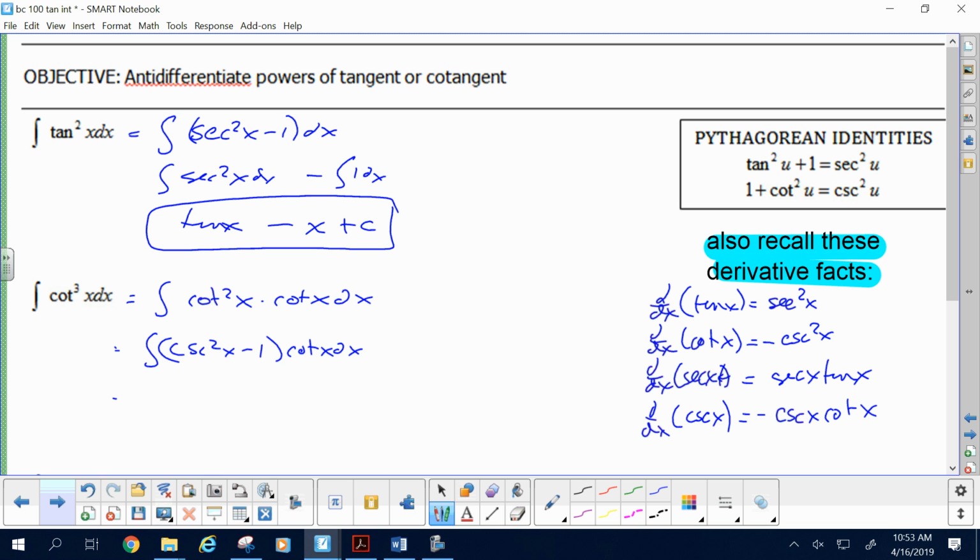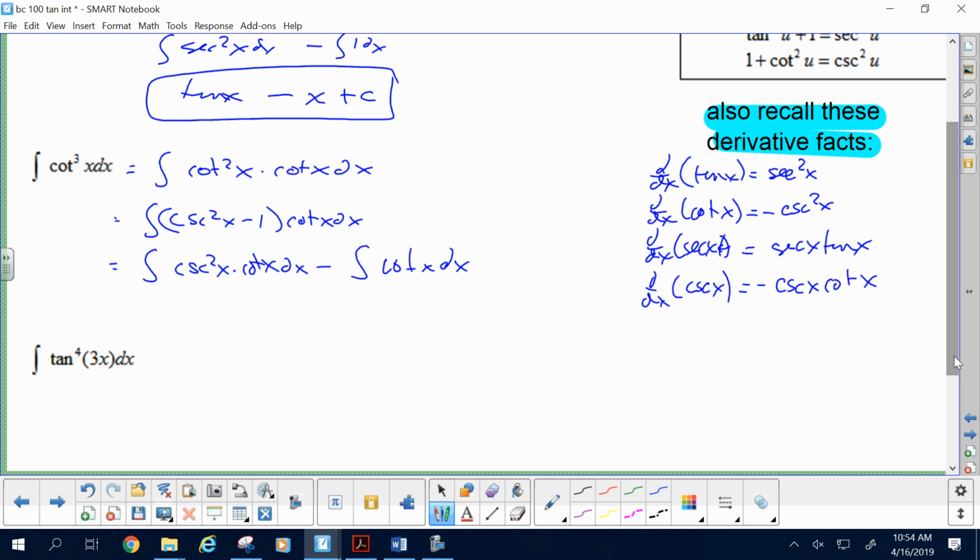All right, let's distribute and separate. So I got your cosecant squared, cotangent, and your cotangent. Two integrals. If I separate it, is that allowed? Can I separate a sum in an integral? Can I separate a product in an integral? Okay. What is the antiderivative, or what are you thinking cosecant squared cotangent on? What approach?